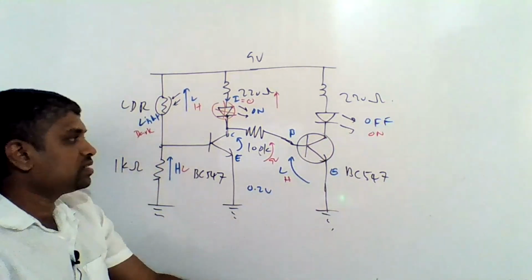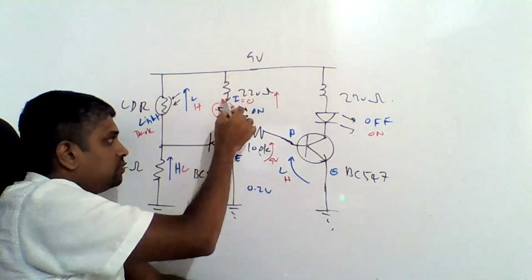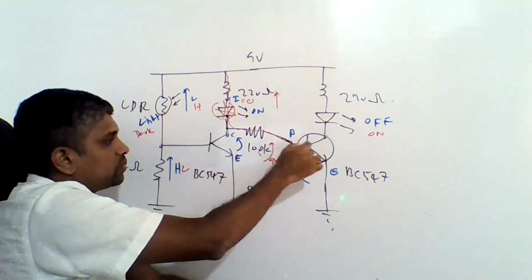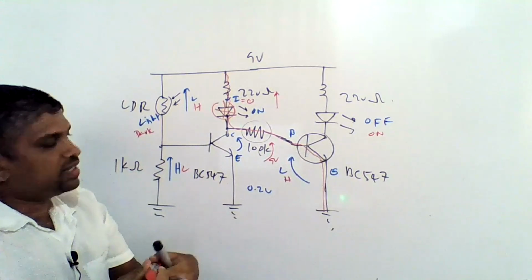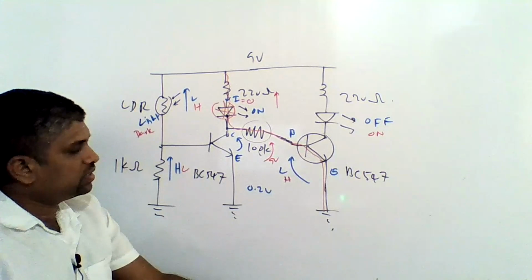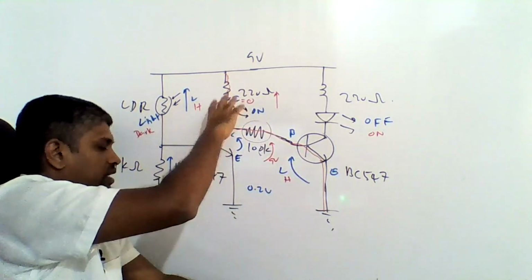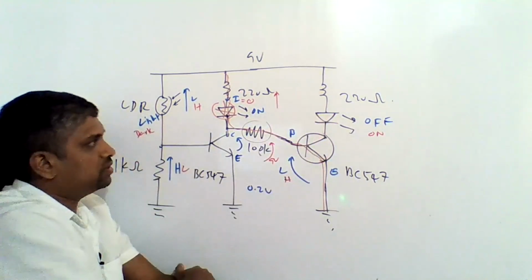But there's another thing going on here. Always there is a current flow in this direction, kind of a leakage current. By using this resistor, you can avoid that leakage current. Anyway, there will be a leakage current, because therefore this one will always try to turn on.